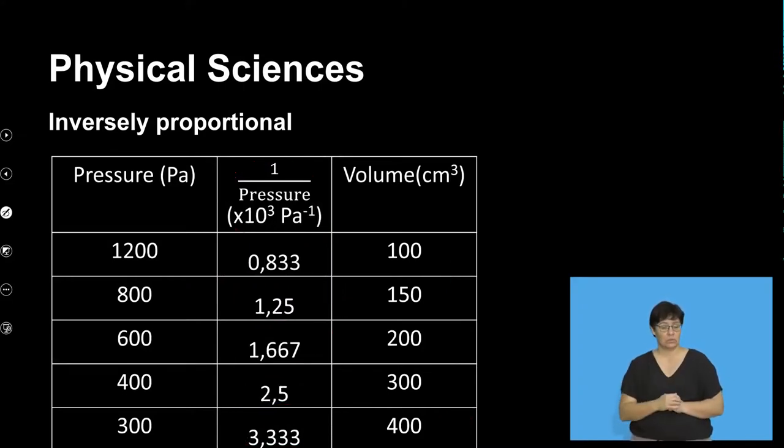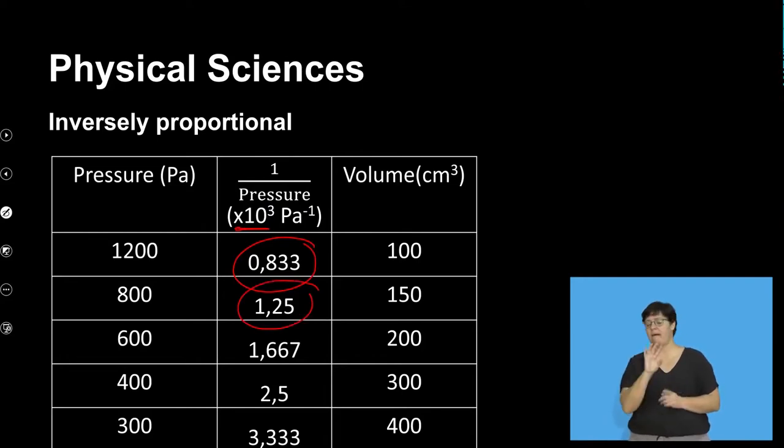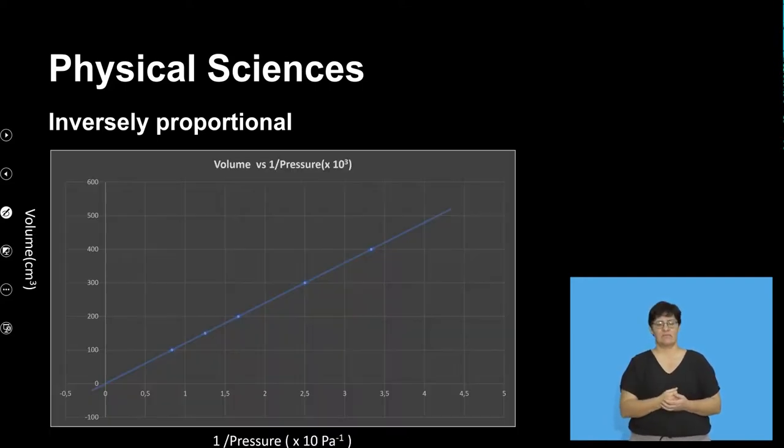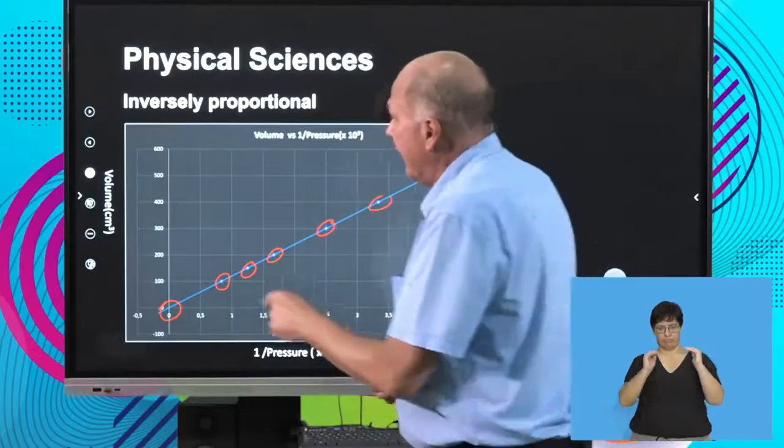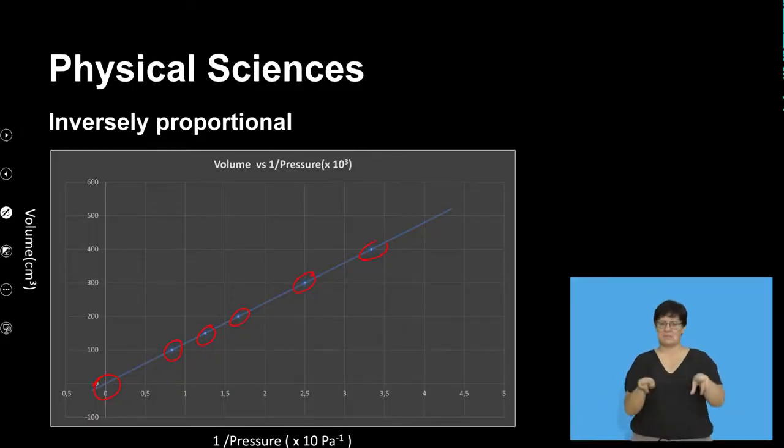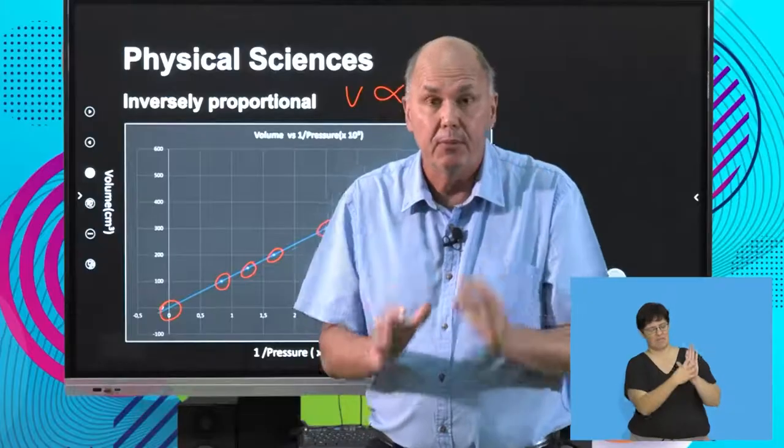So what physicists do, and chemists do it as well, is they sometimes introduce a factor. And we've multiplied each of the values by 1,000. And so now we can plot those values onto a graph. And look what happens here. How beautiful is it? All of these points are sitting on a straight line. And the key point is it passes through the origin. And so we now can say that the volume is directly proportional to the reciprocal of pressure. That's how we can represent an inversely proportional relationship.